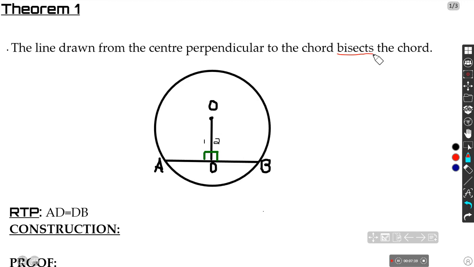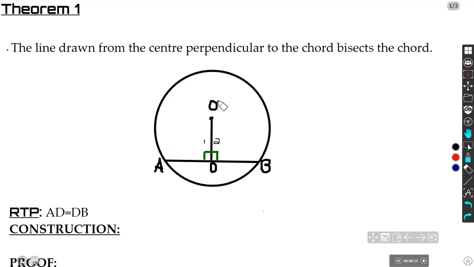You need to be able to give me: the line drawn from the center perpendicular to the chord bisects the chord. It must be your daily bread, something that you must know. So you need to practice them as if you're doing definitions. The way you do definitions in life science, you need to know them by heart. Okay, so now, the line drawn from the center perpendicular to the chord.